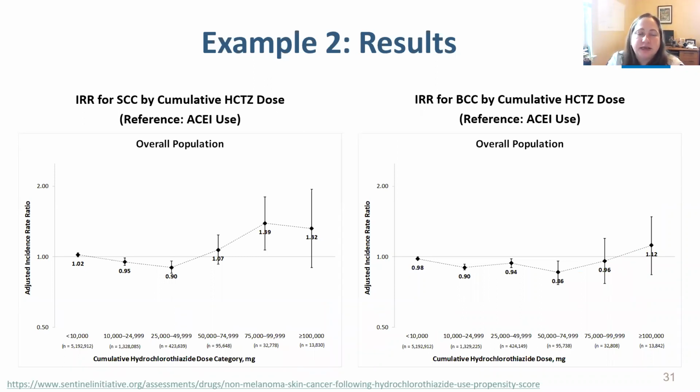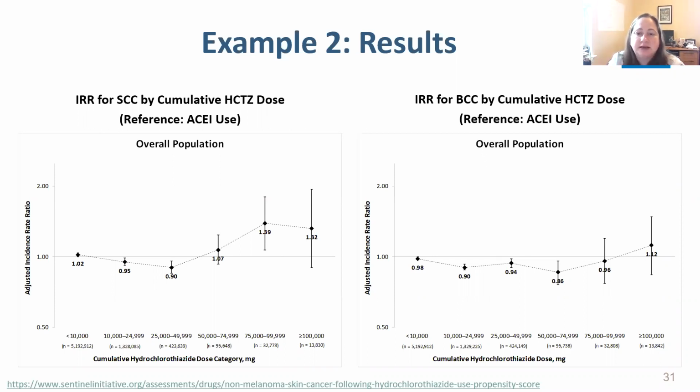And this slide shows the cumulative dose, or the dose response analysis. So on the left, you see squamous cell carcinoma. On the right, you see basal cell carcinoma. My apologies for switching them from the prior slide. So here you do see an increased risk of squamous cell carcinoma at higher cumulative doses, but you don't see the same increased risk for basal cell carcinoma at higher doses.